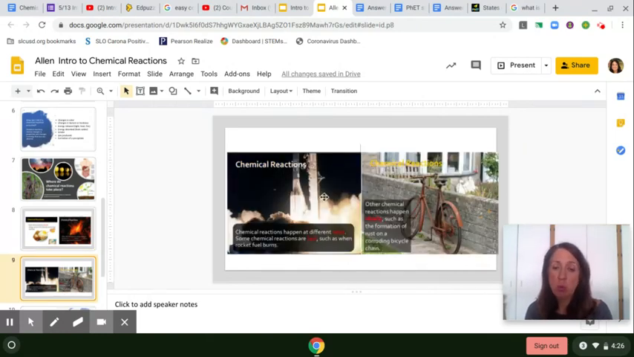Some of them happen quickly, like this rocket taking off, and some take years and years, like rust forming on this bike. It's not going to happen immediately if you leave your bike out and it's foggy. Eventually, after a few years, then you might see the rust starting to deposit on it.